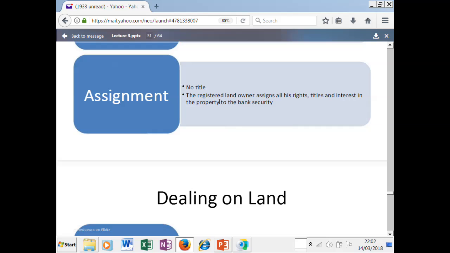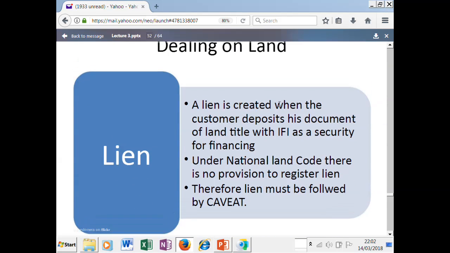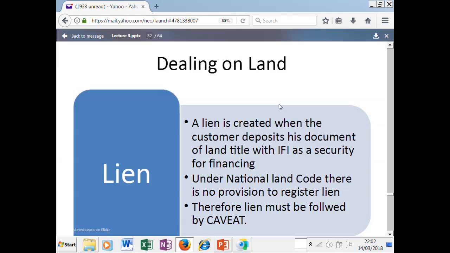So contohnya ni tanah. We have a master title kan, dia dah pecah tu grant tu. And then naik ke atas kan. Apartment. So that strata title tak ada lagi. So kita kena pakai assignment. Okay. So the registered landowner assign all his right, titles and interest in the property to the bank security. Okay, to deed of assignment. Kalau tak ada title.